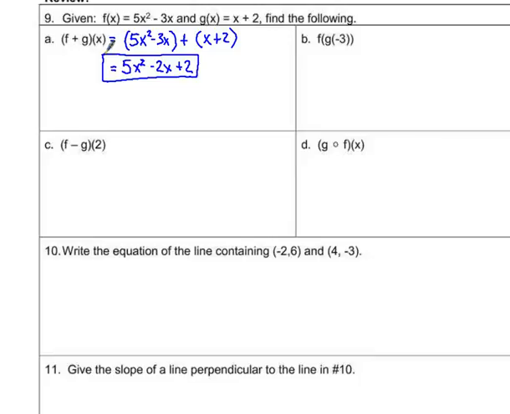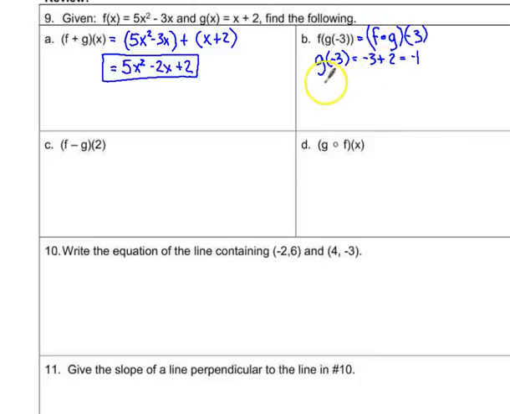Okay. On question 9b, this is the same thing as writing it as f composite g evaluated at negative 3. All right? So what that means is let's evaluate g at negative 3 and see what we get. What we get is negative 3 plus 2 is equal to negative 1. Now that we know what g of negative 3 is, we plug that value into the function f.